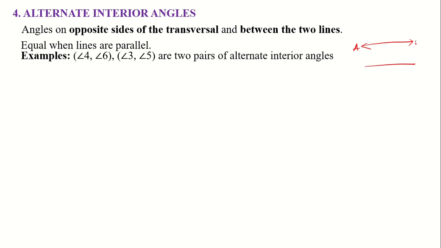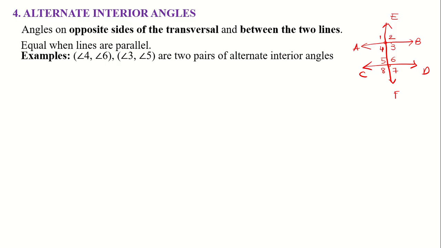This is your line AB and this is your line CD and this is your transversal which is cutting these two lines at distinct points. So, we have 8 angles, right. Angle 1, 2, 3, 4 and angle 5, 6, angle 7 and angle 8. So, alternate interior angles are those angles which lie on opposite sides of the transversal and between the two lines.